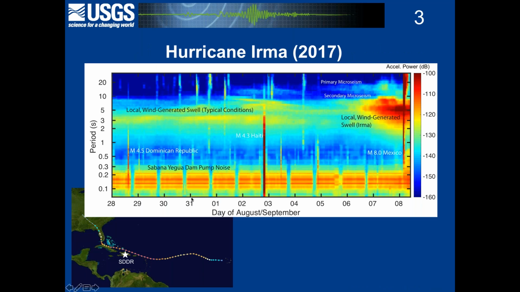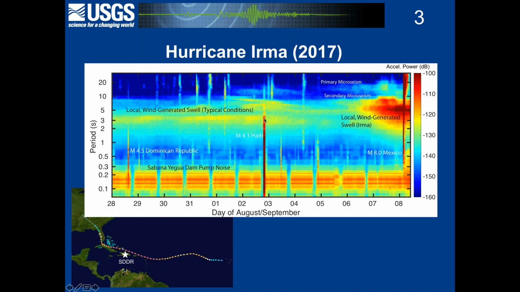So moving on quickly, this is an example of a spectrogram at this station in the Dominican Republic as a hurricane passes by the station. This is a high frequency noise observed on the station, and it's probably anthropogenic noise because you can see it has a very strong diurnal cycle. So we think this is pump noise from the dam.